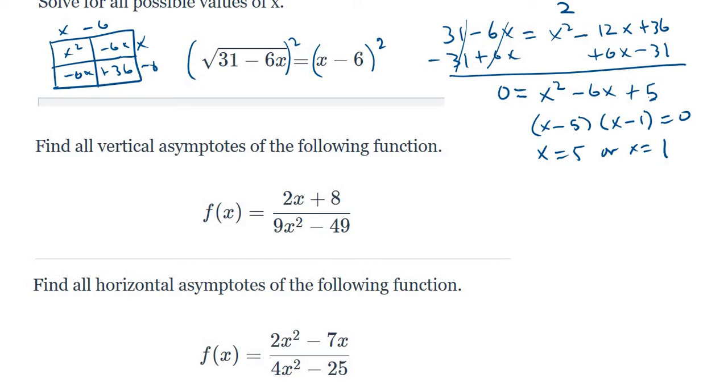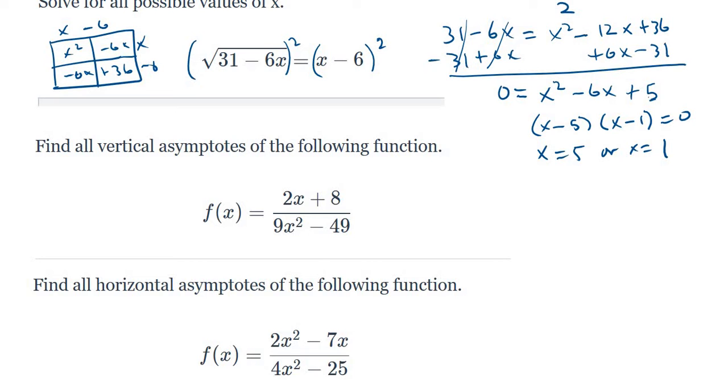Now we need to check that our answer is not going to be negative. Okay, we don't want a negative answer inside the square root. So let's test it. So 31 minus 6 times 5, that's 30. So 31 minus 30 is not bad. That's not going to be negative. So that is good. So 5 is good.